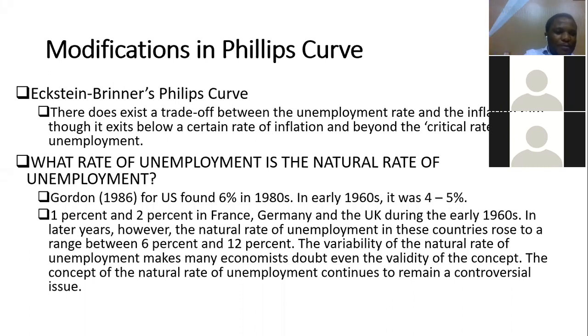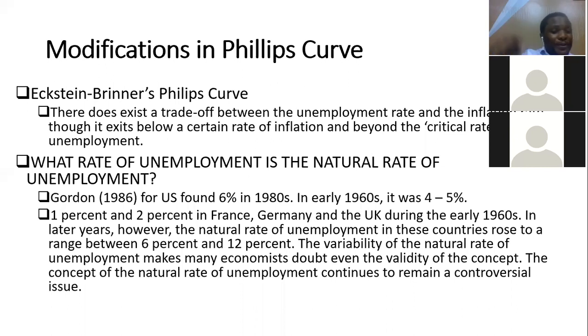We have different people that came up. Gordon, 1986, for the US, found 6% in the 1980s. In the early 60s, they put the boundary between 4 to 5%. In the 1960s also, for France, Germany, and UK, the natural rate of unemployment was between 1% and 2%. In later years, they found that this natural rate of unemployment for those countries rose to between 6 and 12%.